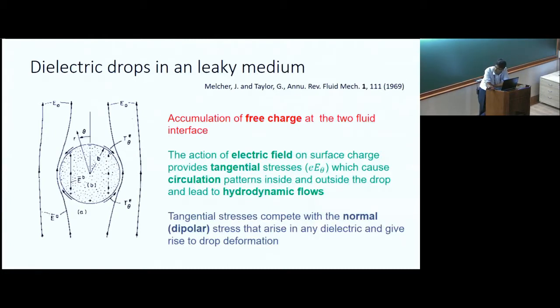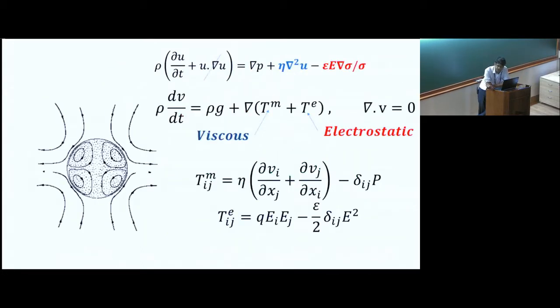The flow generates the tangential stresses. And if you have tangential stresses on a drop, the only way to balance this tangential stress is to set up flow fields in the system. So you generate flow fields in the system, and that's how the drop attains an equilibrium shape. And that's typically what you have in your system.